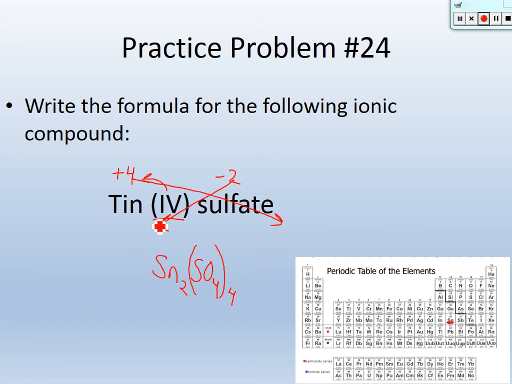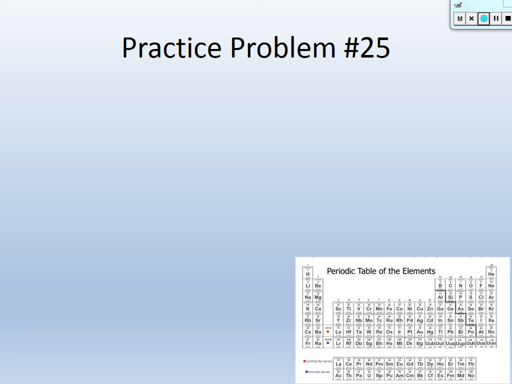Okay, now we use the crisscross method. Should ask yourself, can I reduce it? 2 and 4, can that be reduced? Now what about this 4? Do I ever change what's inside of the parentheses? No, we can't change polyatomic ions, but we can reduce the number that's on the outside. So since they both are divisible by 2, it reduces to Sn(SO4)2. So that's its reduced form. So that is tin 4 sulfate. Does that make sense?